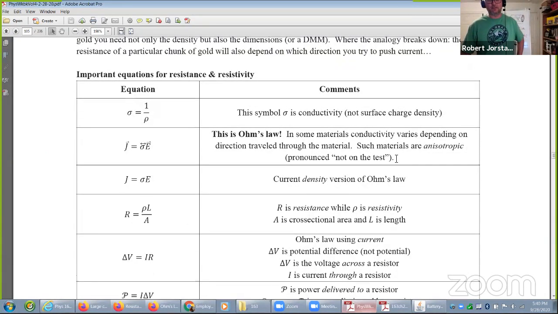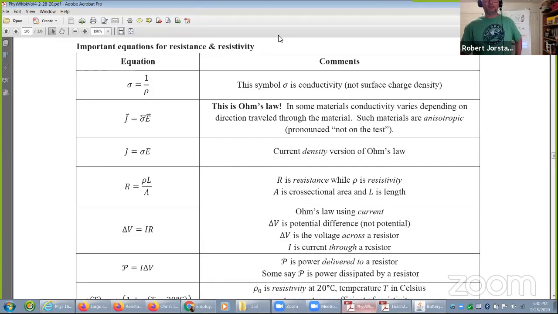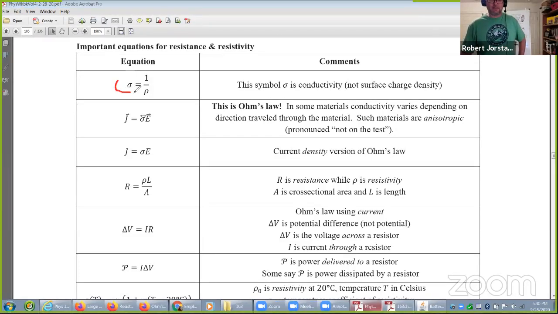All right. So now, oh boy. This sigma and this rho are totally different than the sigma and rho we used earlier. Sigma is now conductivity, not surface charge density. Rho is going to be resistivity, not volume charge density. How do you tell the difference? Well, if you're doing a problem that's got Gauss's law in it, sigma and rho relate to charge densities. If you're doing a problem about resistance and lengths of wires, sigma and rho relate to conductivity and resistivity.